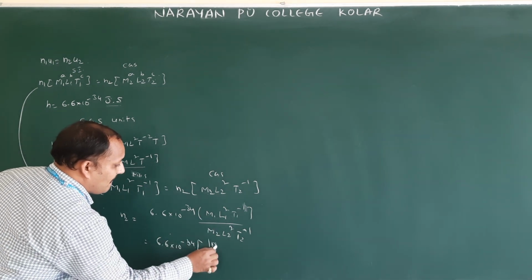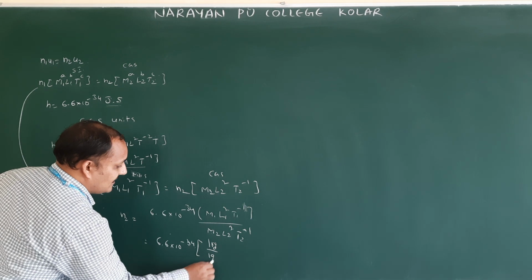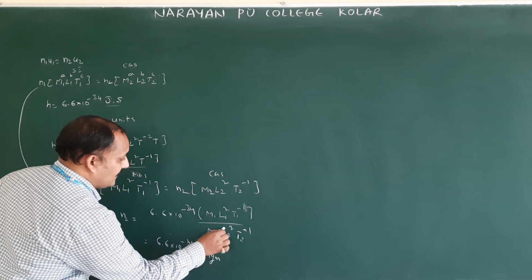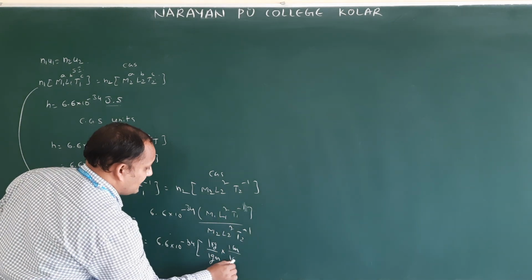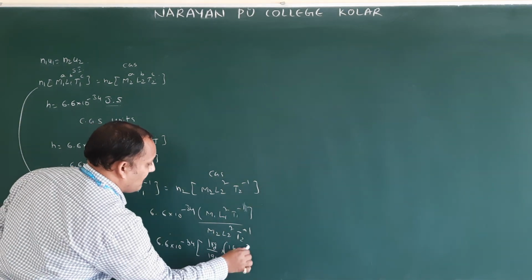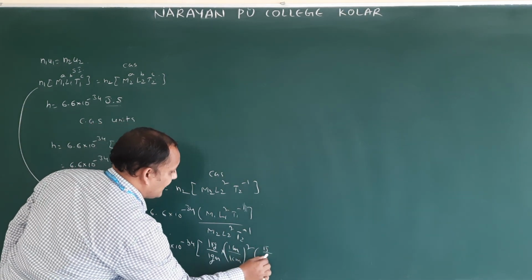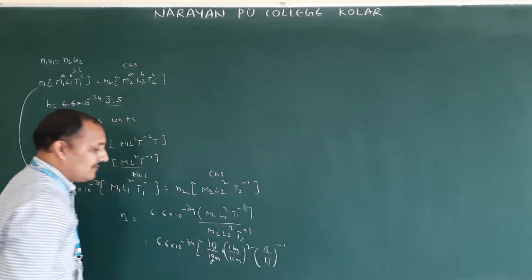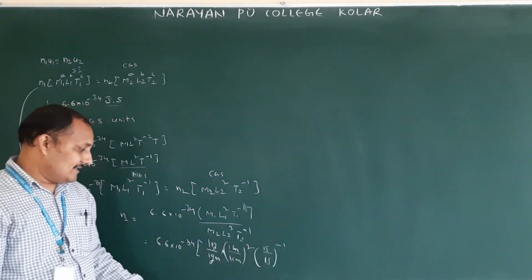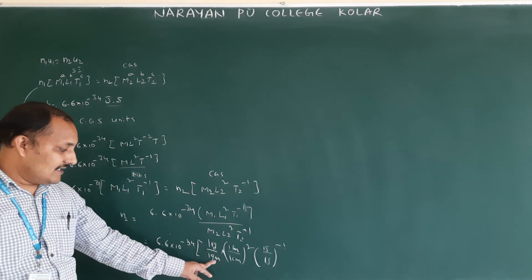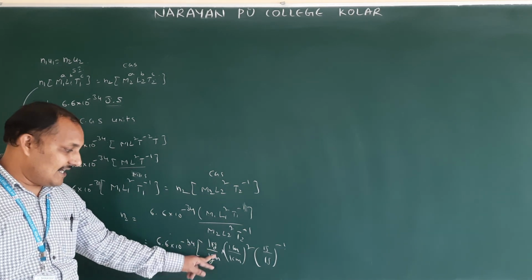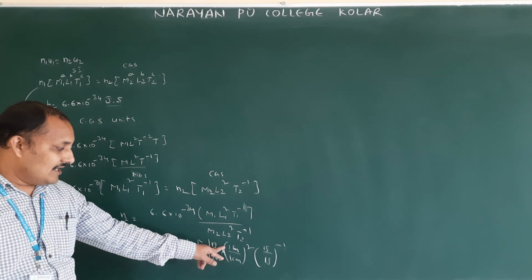Mass means 1 kg. Here this is 1 gram. Next, this is 1 meter. This is 1 centimeter. Whole square. This is 1 second. 1 second. Whole power minus 1. Second will be cancelled. So to cancel this, either kg should be converted into grams, or gram should be converted into kg. They are asking in CGS. Therefore, kg to gram we can convert.